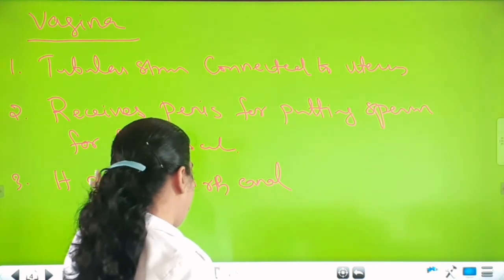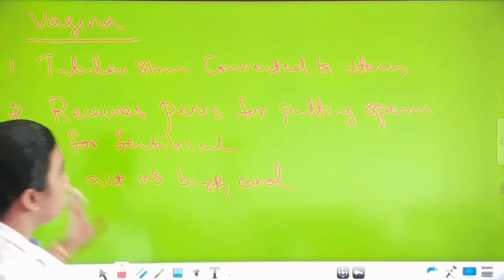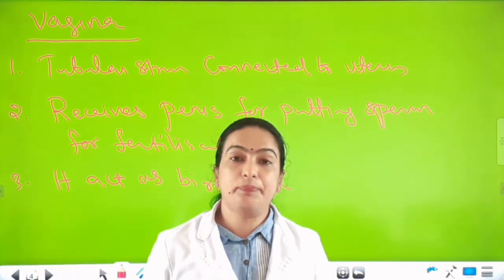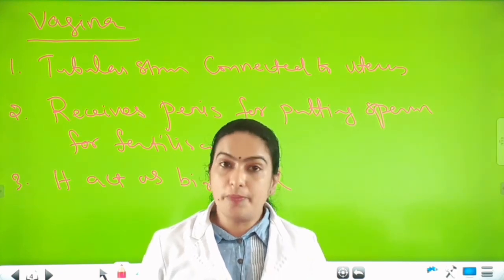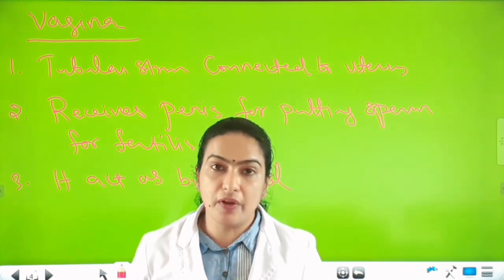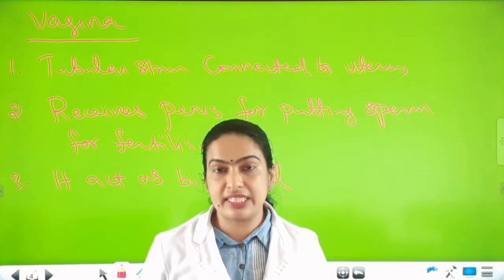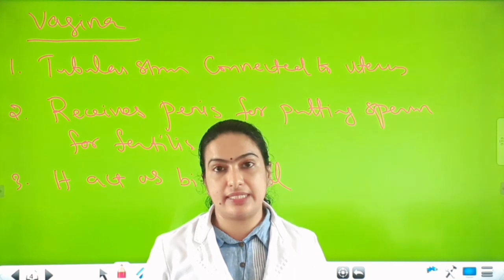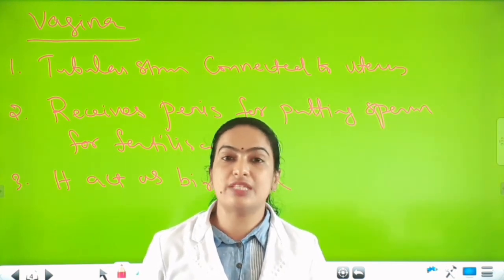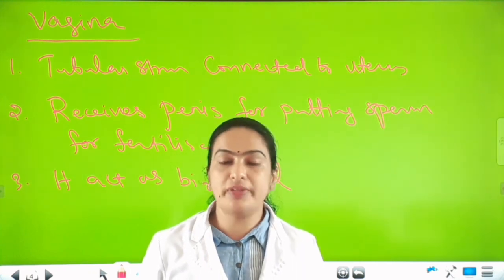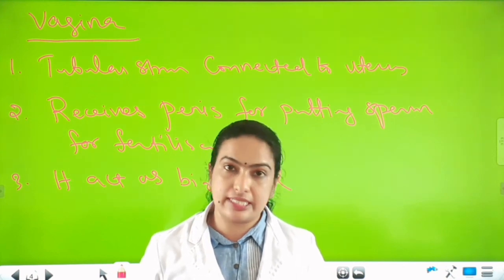Okay. So that's all about the female reproductive system. So we can say in the male reproductive system there is only one opening for urination as well as for sperm release. But here in the female reproductive system there are separate openings for urination, and there is another opening as the vaginal opening. Urinal opening and vaginal opening are separate in the case of the female reproductive system.